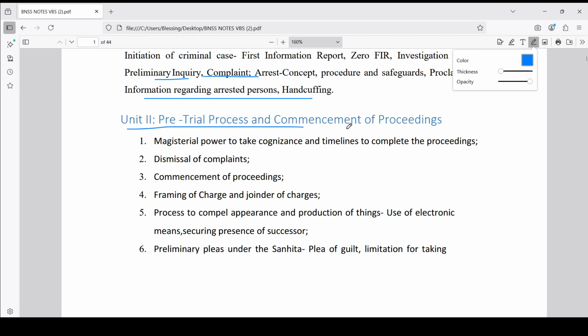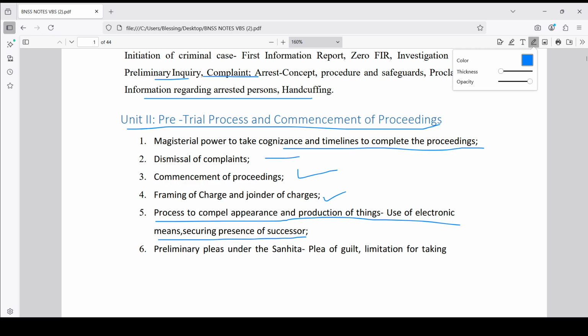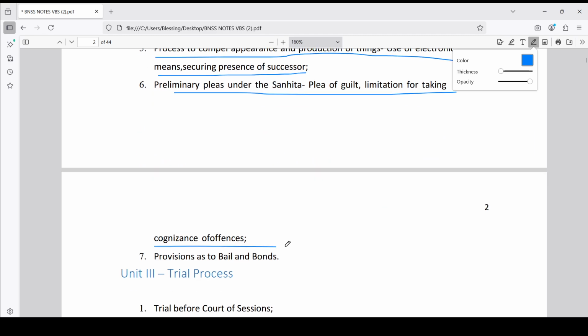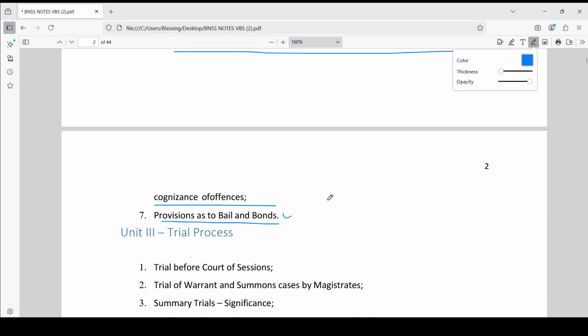Next is unit 2, the pre-trial process: commencement of proceedings, the magistrate's power to take cognizance and the timeline to complete proceedings, dismissal of complaints and how complaints get dismissed, framing of charge and joinder of charges, process to compel appearance and procedure, use of electronic means, and securing the presence of the accused, preliminary pleas under the Sanhita, plea of guilt, information for taking cognizance of offences, and provisions on bail and bail bond. That is the second unit.